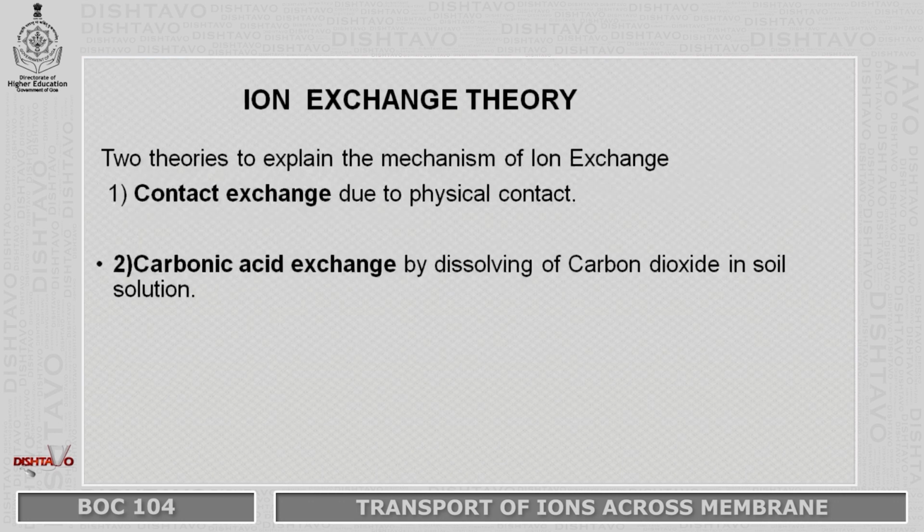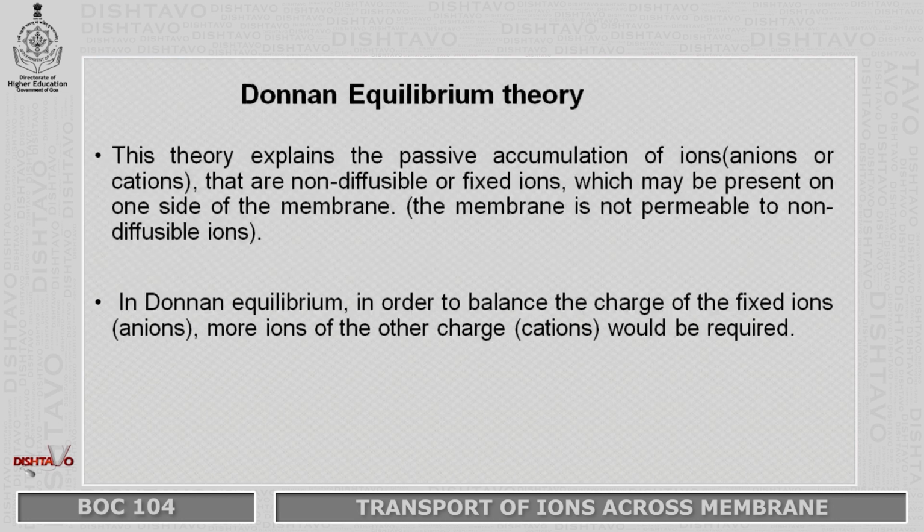Now, there are two theories to explain this mechanism of ion exchange. One is the contact exchange and the other one is the carbonic acid exchange. We next go to Donnan equilibrium theory. This explains the passive accumulation of ions that are non-diffusible or fixed ions, which may be present on one side of the membrane. So, in this Donnan equilibrium, in order to balance the charge of the fixed ions, more ions of the other charge would be required.